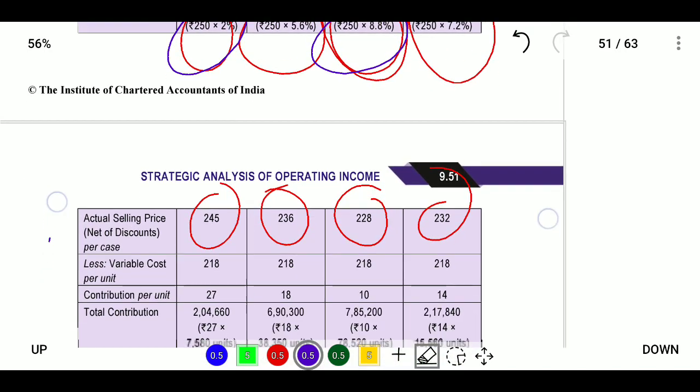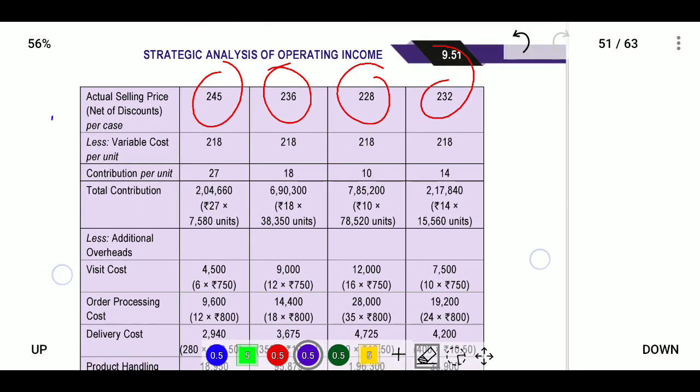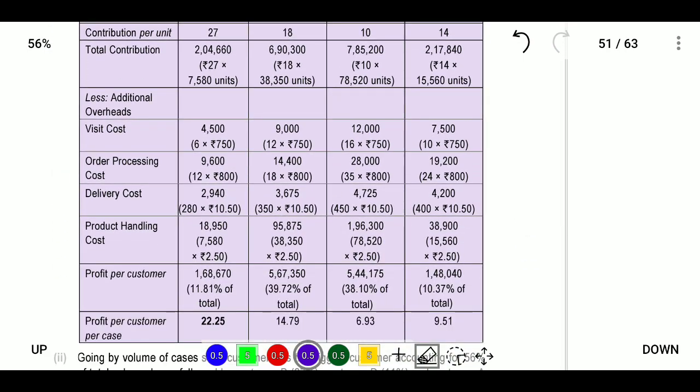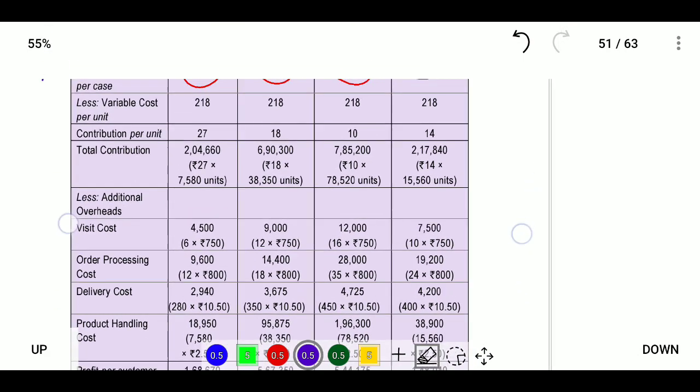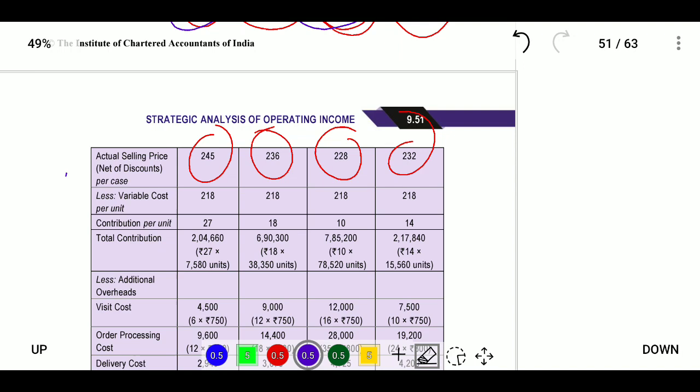Next, adding the selling costs, we will get the total cost. So these are all the costs here. We will see the contribution. Who has the highest contribution here? This customer C has the highest contribution. So he has more volume and he is getting more discounts. His total contribution is 785,000.